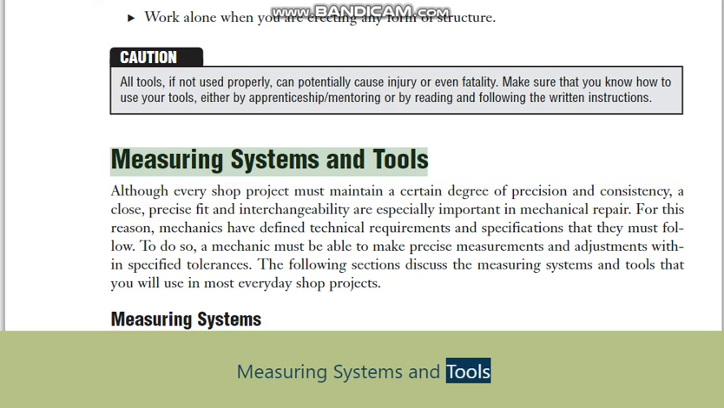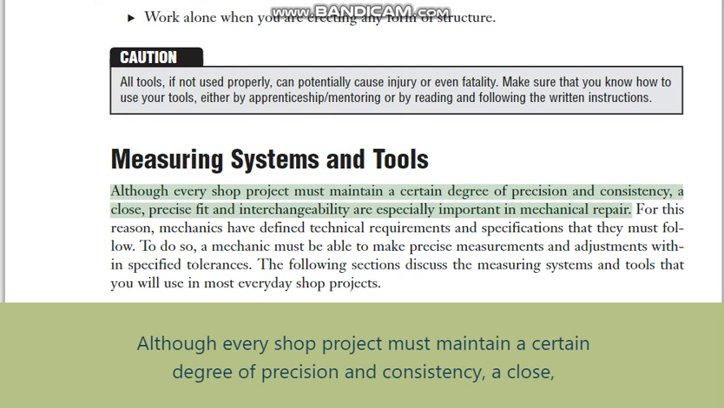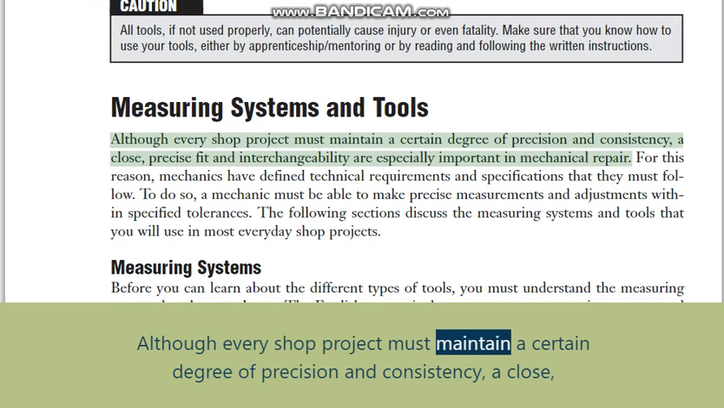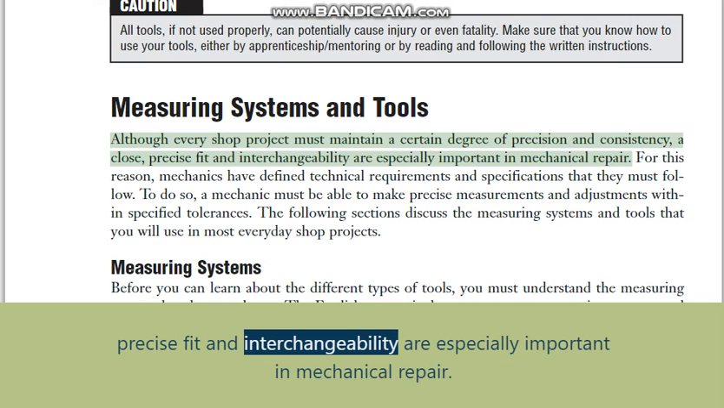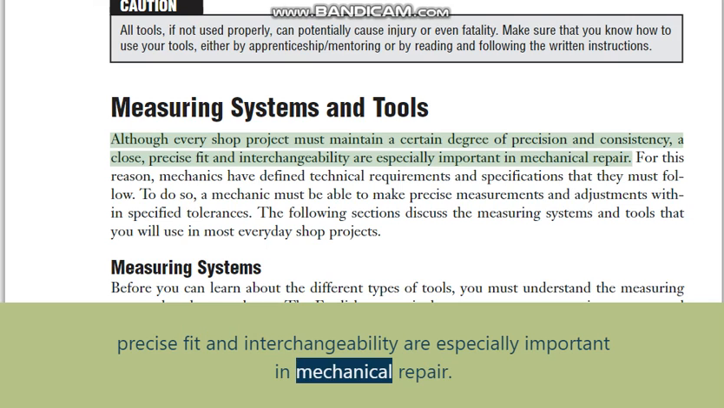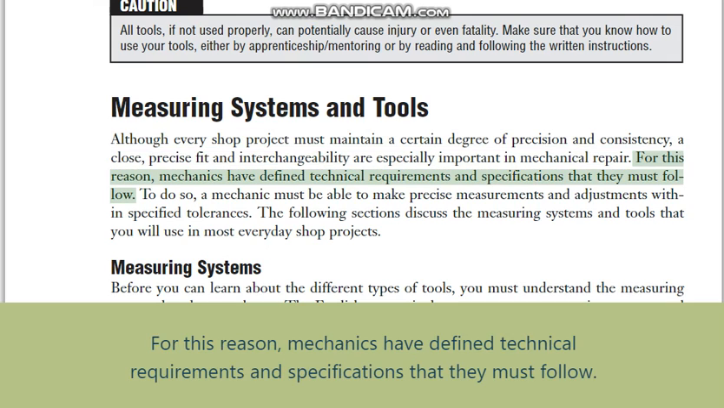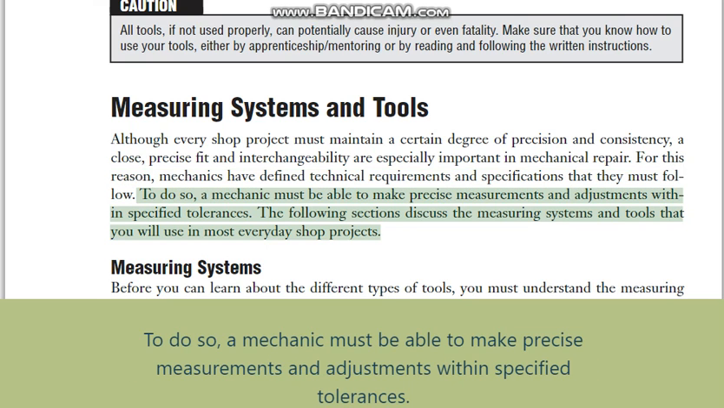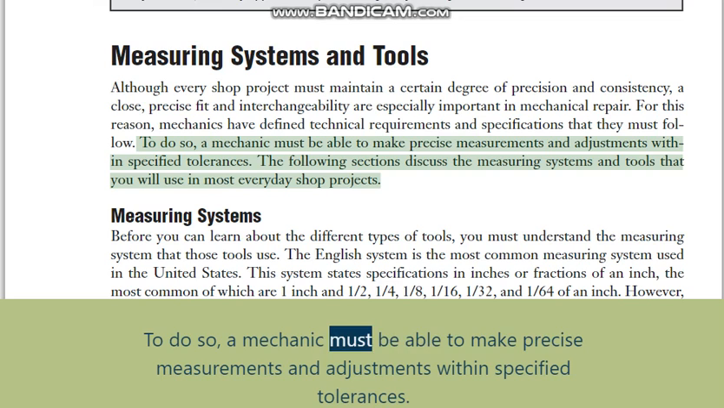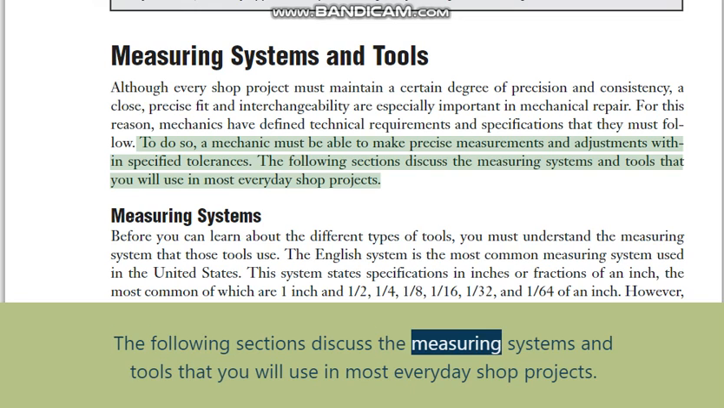Measuring systems and tools. Although every shop project must maintain a certain degree of precision and consistency, a close, precise fit and interchangeability are especially important in mechanical repair. For this reason, mechanics have defined technical requirements and specifications that they must follow. To do so, a mechanic must be able to make precise measurements and adjustments within specified tolerances. The following sections discuss the measuring systems and tools that you will use in most everyday shop projects.